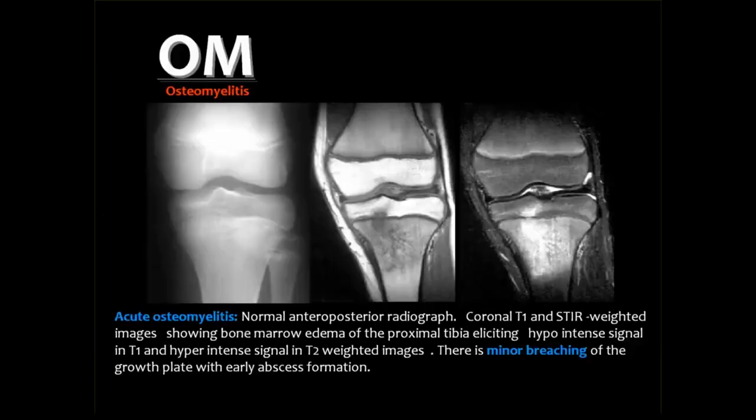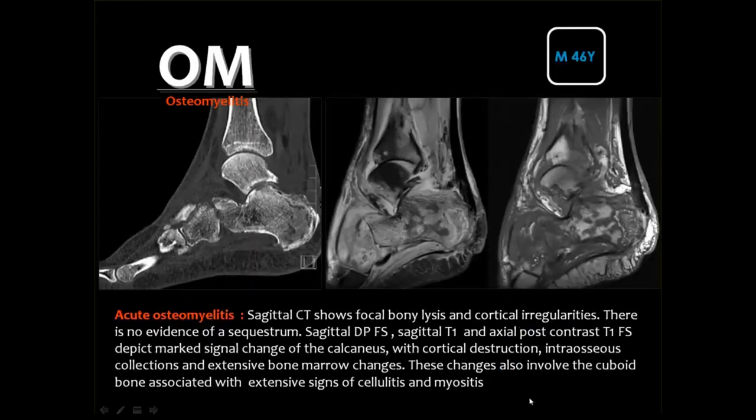And here you see a case of osteomyelitis of the proximal tibia, where the plain X-ray looks absolutely normal. On MRI, you can see bone marrow edema in the tibia. You see some breaching of the physeal plate into the epiphysis. The bone marrow edema in the T2 weighted image is of bright signal.